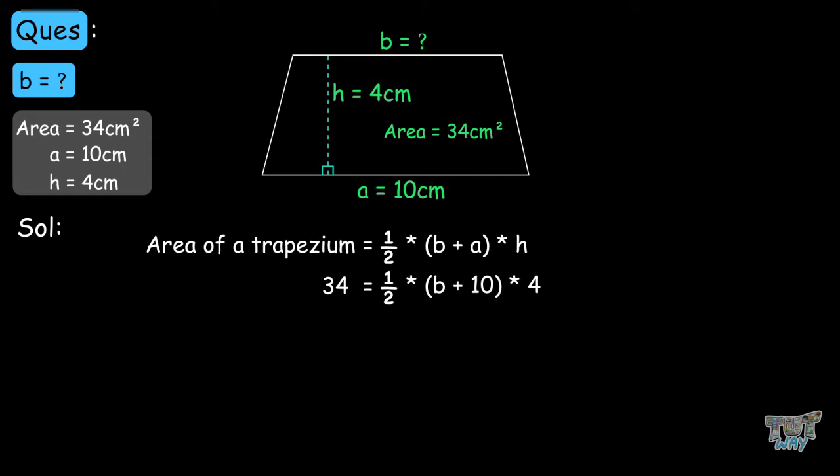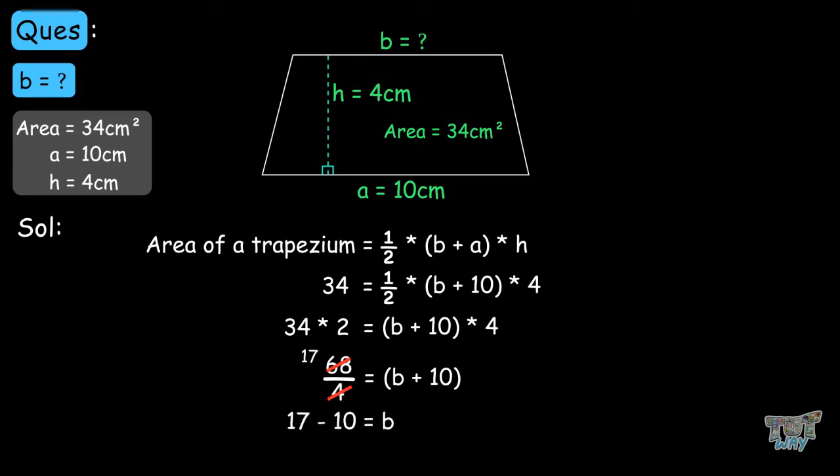We will multiply 34 with 2. 34 times 2 equals b plus 10 times 4. Now, since 4 is multiplied on the right-hand side, it will then get divided on the left-hand side. And then it becomes 17 equals b plus 10. Then you will subtract 10 from 17. So 17 minus 10 equals b. And therefore, b equals 7 centimeters.